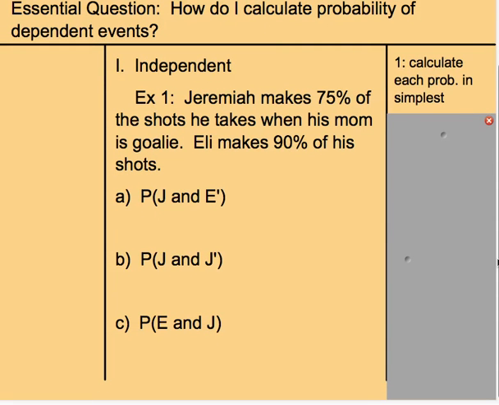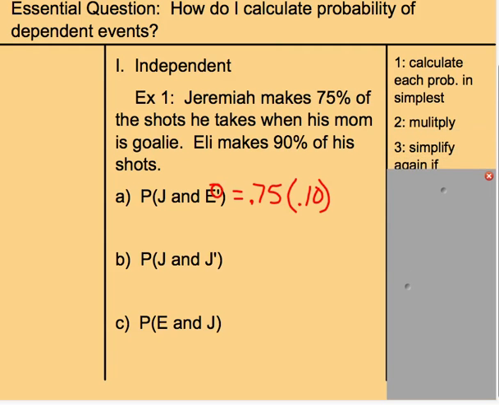So for part A, our first question is what's the probability that Jeremiah does make it? These aren't fractions, but we do have to, in this case, convert it to a decimal before we can multiply with it. So 75% is 0.75 as a decimal. And so we multiply by Eli does not make it. Remember, this little symbol here means not. So if Eli makes 90% of his shots, he does not make 10% of them, converting that to a decimal. As mentioned, we multiply, and then if they were fractions, we would simplify again. What we're going to do is convert it back to a percent. So this would equal 0.075 or 7.5%.